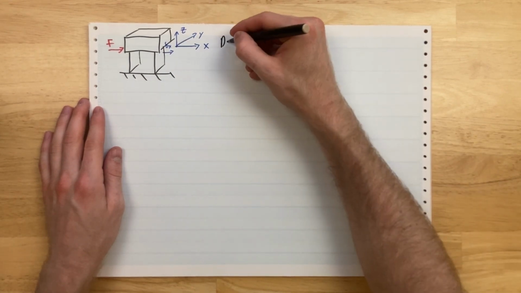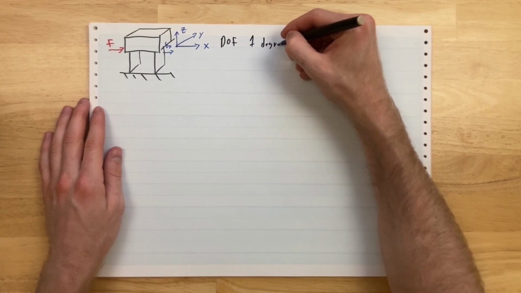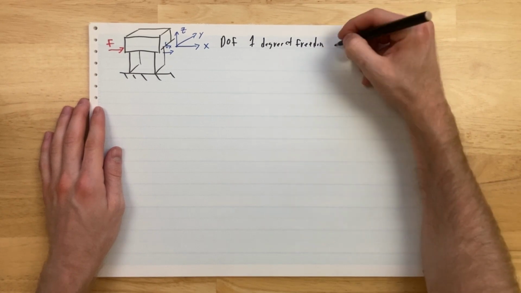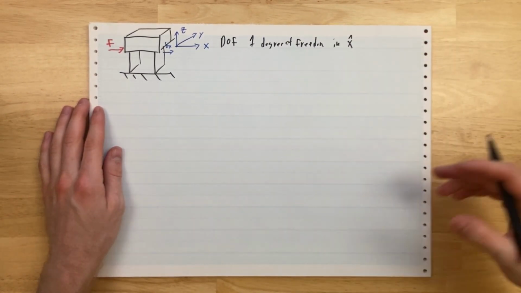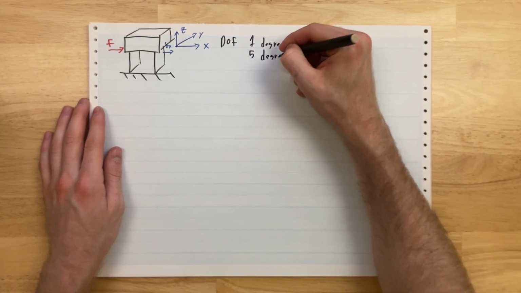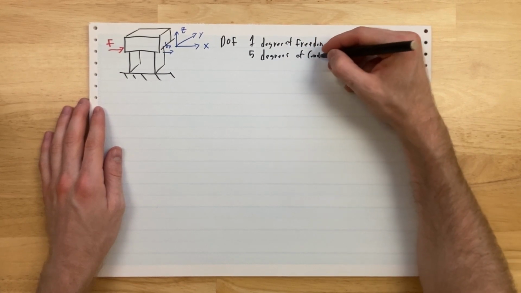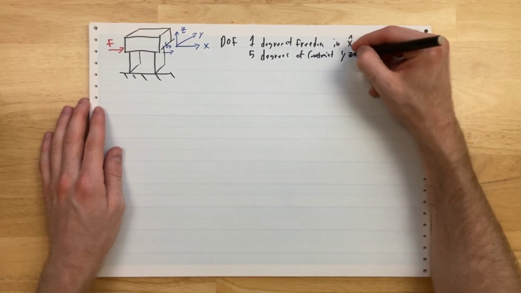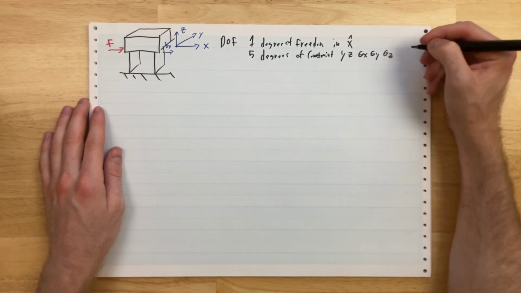In terms of degrees of freedom, or DOFs, this has 1 degree of freedom, and that is a linear degree of freedom in the X direction. And again, in an idealized world, it also has 5 degrees of constraint, and it has those in all the other directions. And that is y, z, theta x, theta y, theta z.